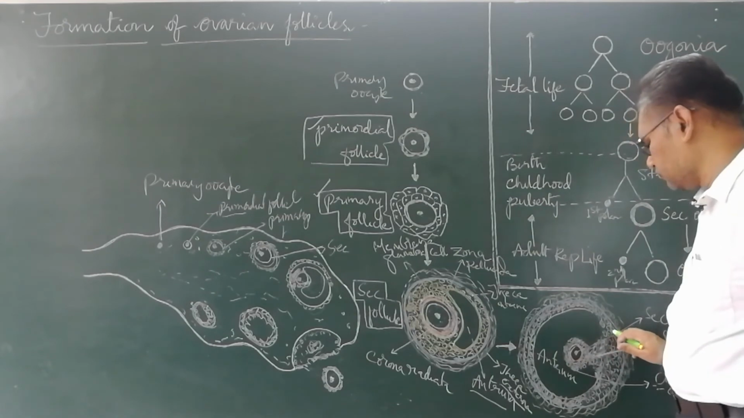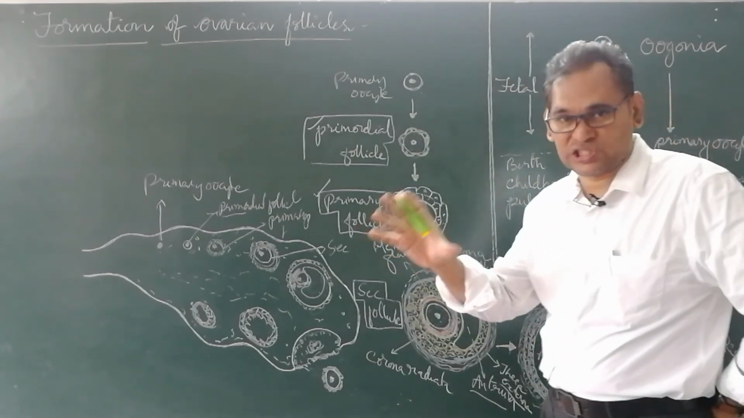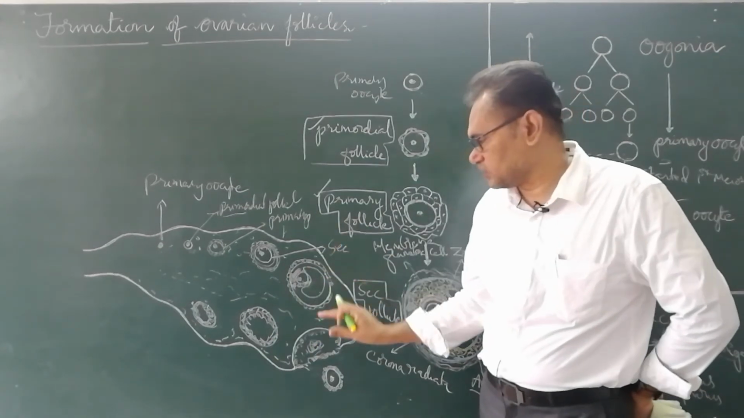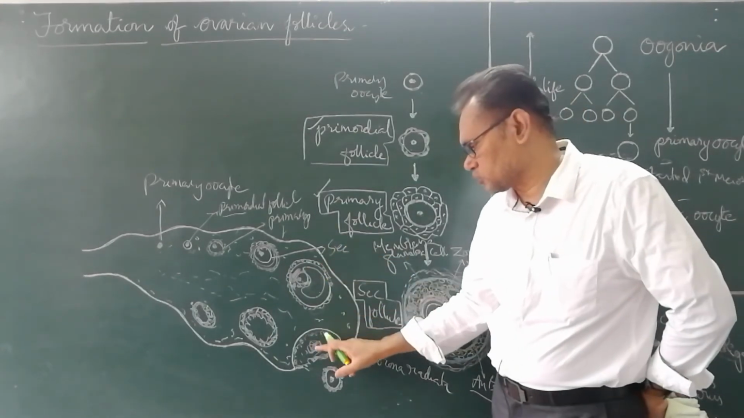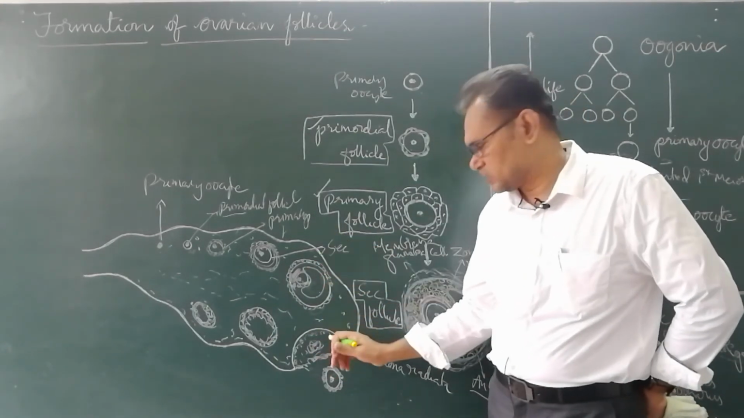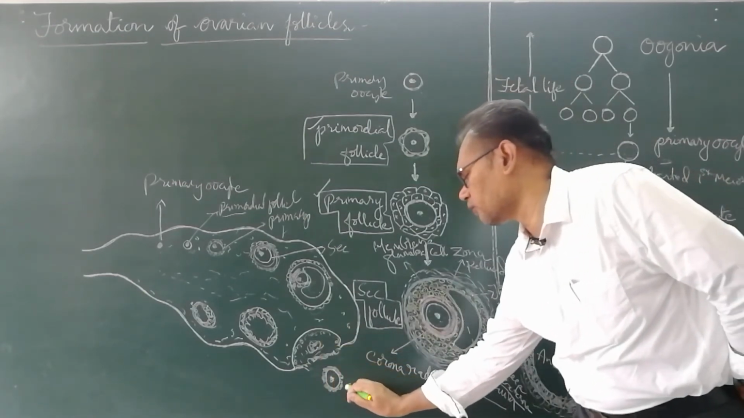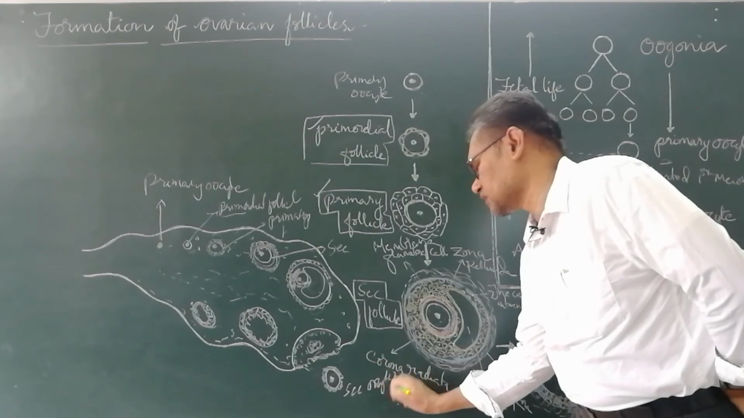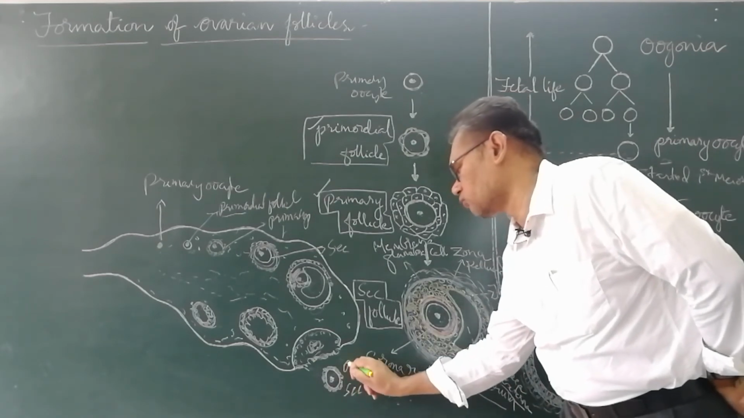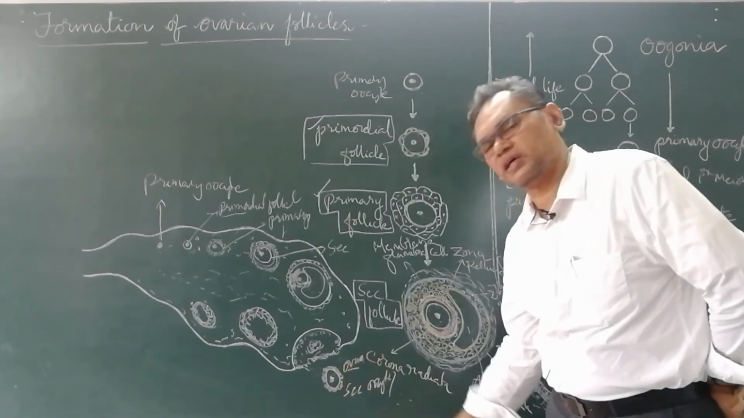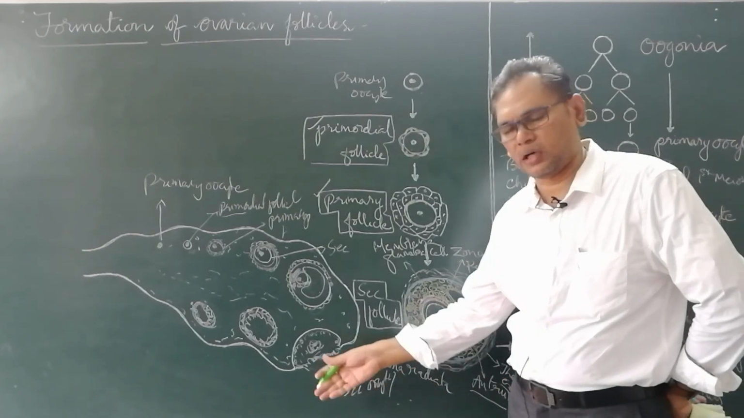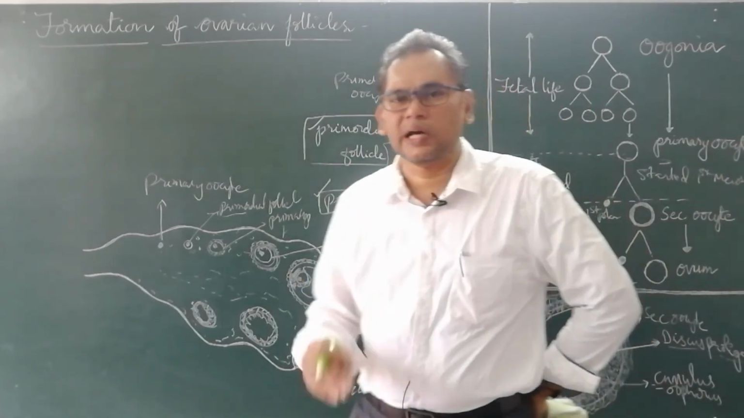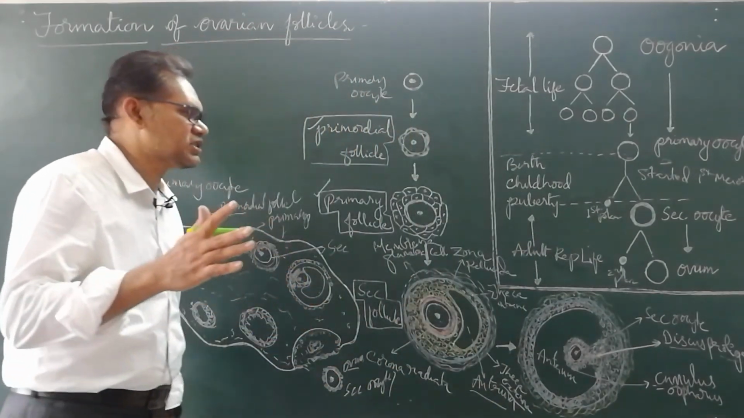Now this tertiary follicle grows in size and comes towards the periphery. As the thickness of the ovary increases, it goes towards the periphery, ruptures and the ovum will be released. Now the ovum is called a secondary oocyte. Technically speaking, this is a secondary oocyte, but we call it ovum. Okay. Now this is how the Graafian follicles are formed.